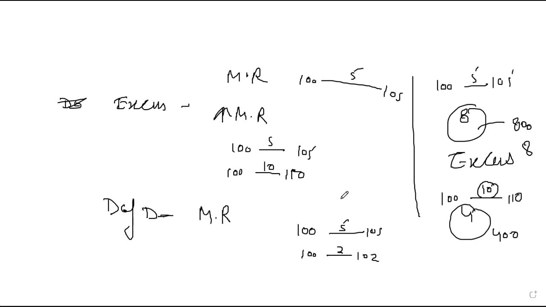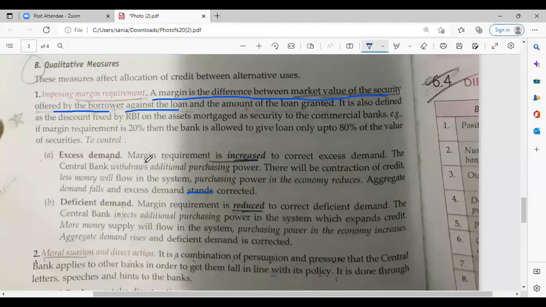So this is the whole story. First, you will write: marginal requirement is increased. Just don't write "to correct excess demand." Just write: the central bank withdraws additional purchasing power. What I was doing, I was the central bank. I increased it, and your purchasing power, I withdrew it. I took it from you. Then there will be contraction. Instead of contraction, you can also write decrease. There is a decrease of credit.